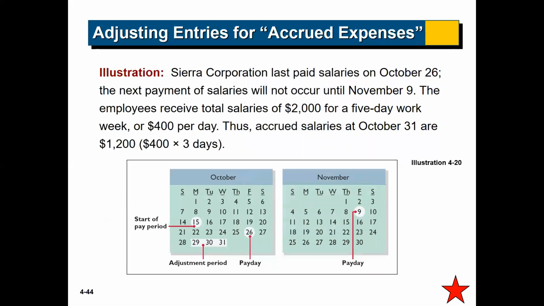The employees receive total salaries of $2,000 for a 5-day work week or $400 a day. Thus, accrued salaries at October 31st are $1,200, 400 times 3 days. So what they're saying here is on October 31st, you have payroll due that you owe people for the 29th, the 30th, and the 31st. So that's 3 days times $400.